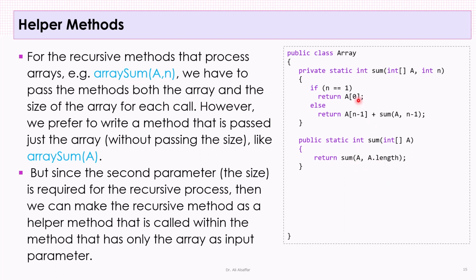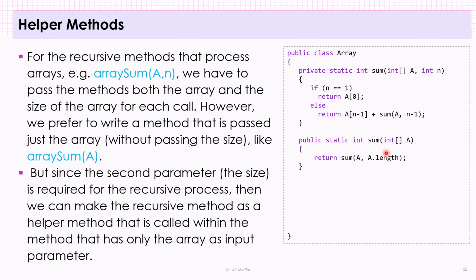So the recursive method becomes a helper method for the method that accepts only the array as an input parameter. Notice that the helper method is defined as a private static method, so it cannot be called from outside the class. If you want to call this method, then you have to call it through the public method that accepts only the array as input parameter.